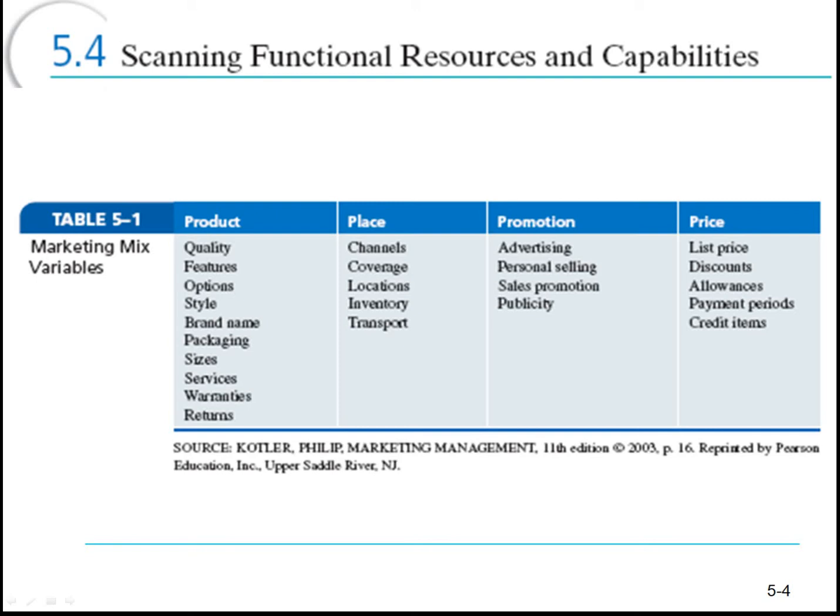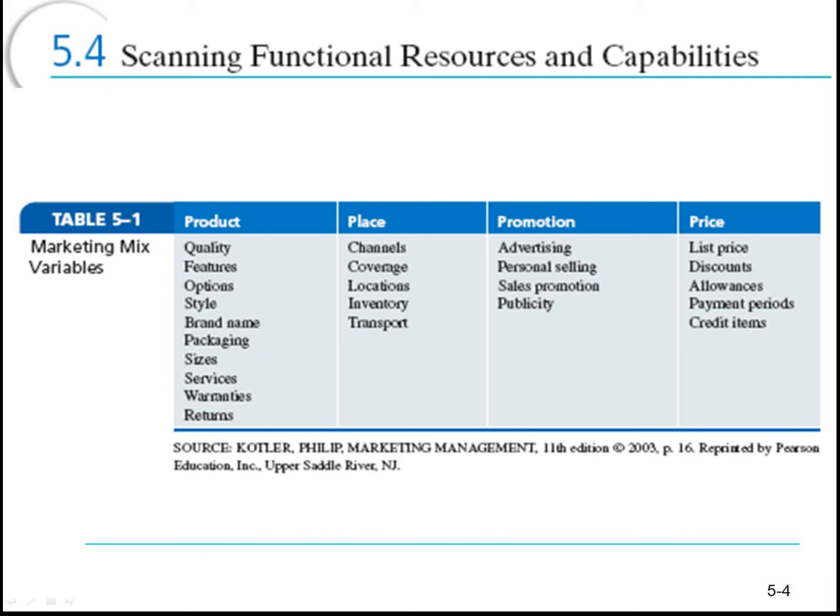So under product, we're referring to things like the product quality, the features, options, style, brand name, packaging, the size that the product actually is, services that are offered with the product, the warranties. All of those items fall underneath the product category. When it comes to place, we're talking about the channels, the coverage, the locations where it's sold, the inventory. Now channels, we're talking about the physical locations where the product is being sold.